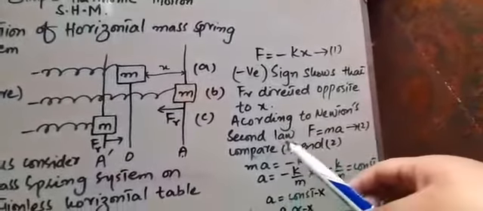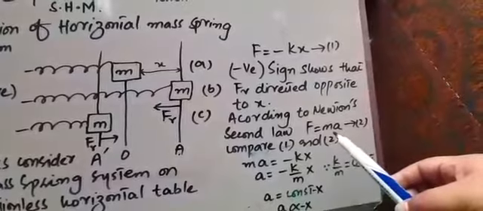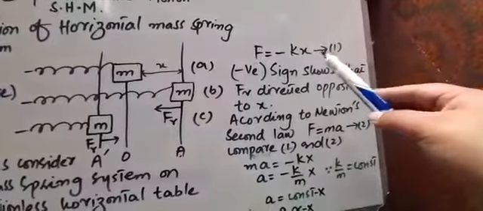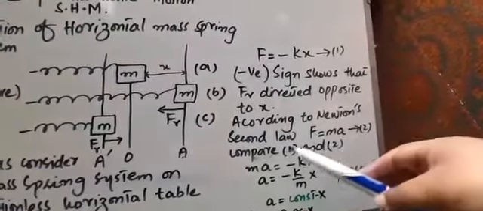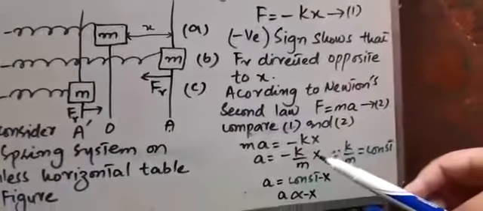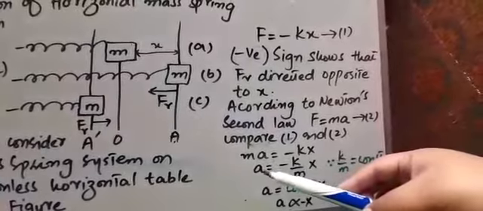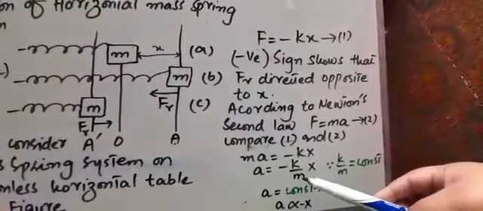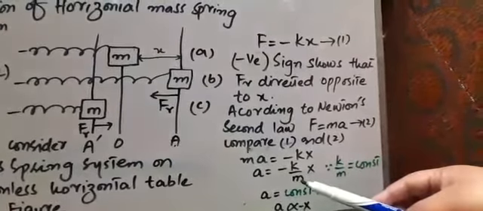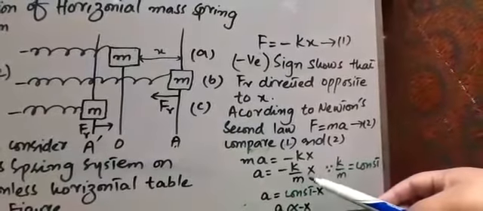So according to the second law, F is equal to ma. This is the value of force and this is the value of force too. So compare 1 and 2. When we compare 1 and 2, ma is equal to minus kx. Put a over here and take m here: a is equal to minus k over m into x.